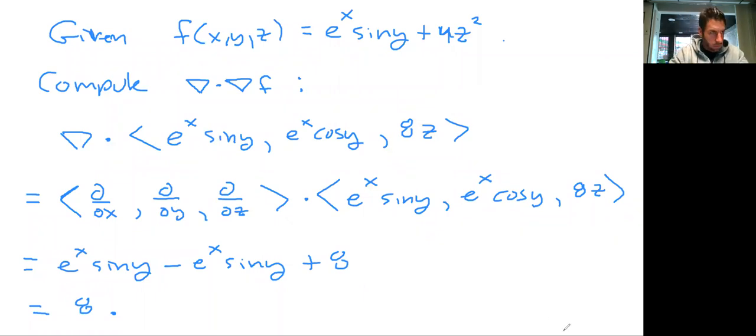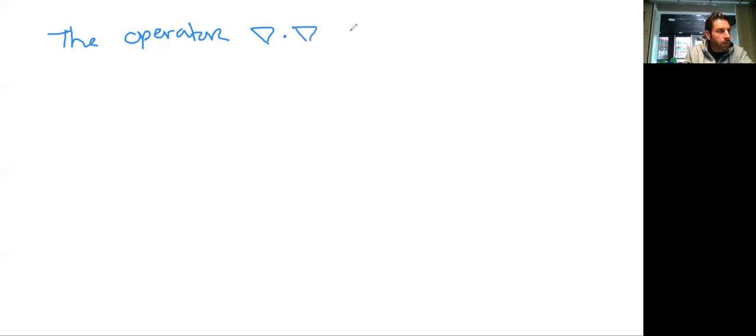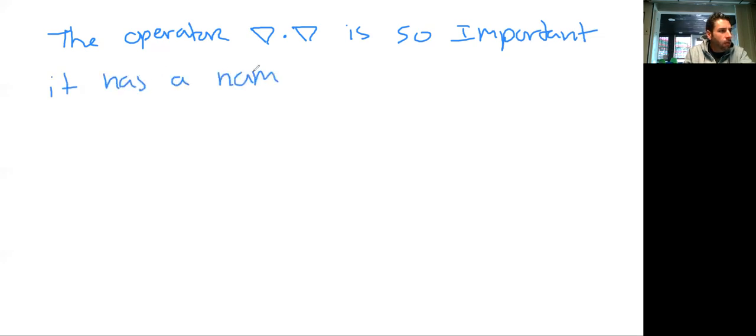So what we just did is actually one of the more important computations in many areas of physics and engineering. So the operator, which was this, dotted with this, is so important. It has a name. It's called the Laplacian.